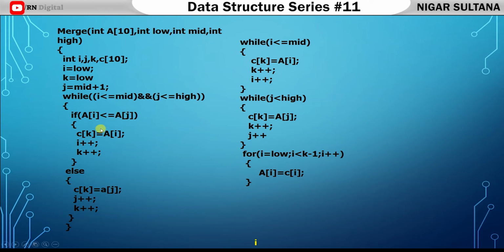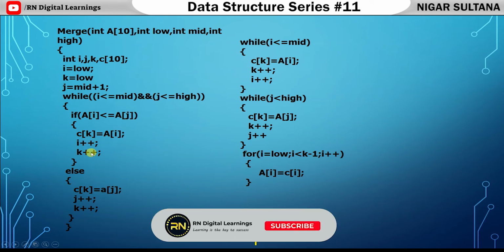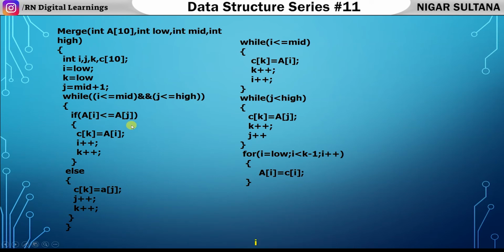If the first element of the left part is less than the first element of the right part, then I'll store that element into the new array, and then increment the values of i as well as k. If it is not less than the first element of the right part, then I'll store the right element into the new array and increment the values of j and k. This last part is used when a few more elements are left in the right part or the left part. To copy those, we use this part of the code. Don't worry, I'll explain each and every part with the help of an example.